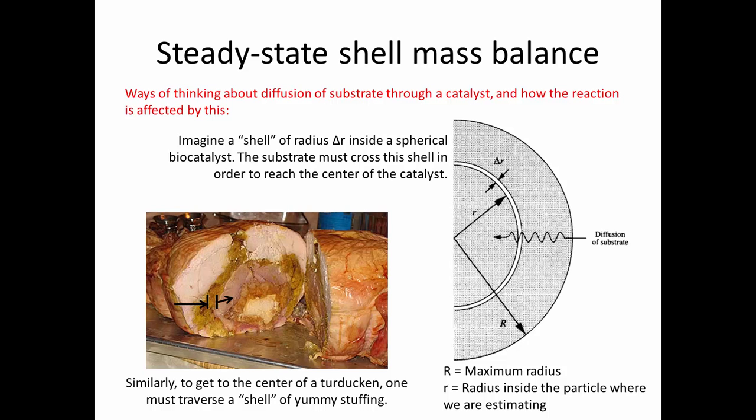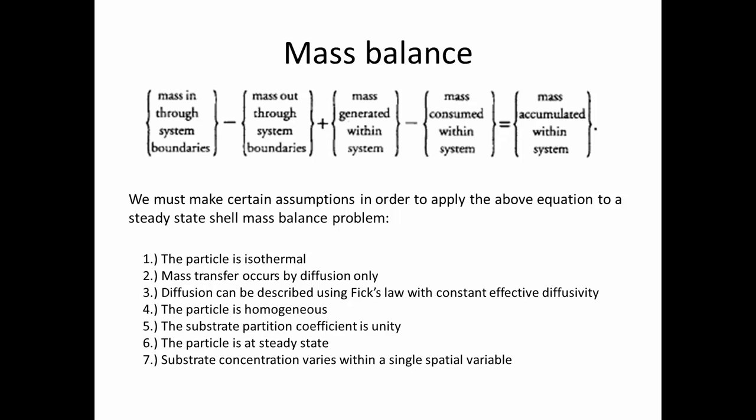But to think about traversing that shell, we can think about the center of a turducken, where we have to cross the shell of some delicious stuffing in order to get from the turkey to the duck to the chicken in the middle. So we have R as our maximum radius of our bead, and little r is the radius inside the particle where we are estimating here. So that's how we can keep the two radii straight. And of course, mass balances are your usual mass balances. We've been talking about those since the beginning of class in January.